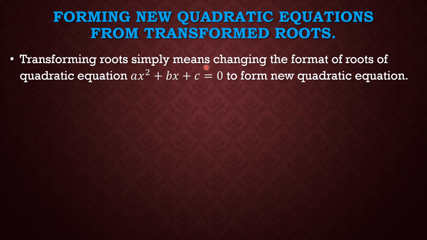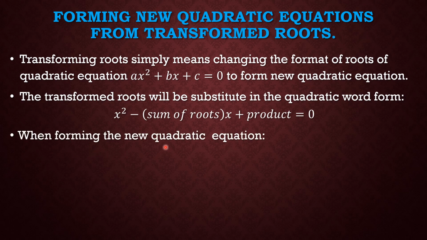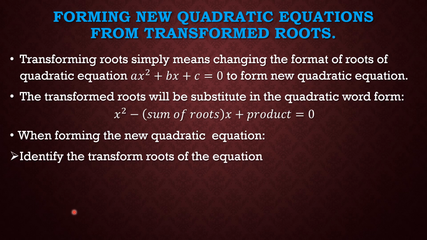So transforming root simply means changing the format of the root of a quadratic equation to form a new quadratic equation. So we are going to have an old quadratic equation, then we change the root of the old quadratic equation to form a new quadratic equation. So the transformed root will be substituted in the quadratic word form. As it says, the word form is the expression x squared minus sum of root x plus product equal to 0.